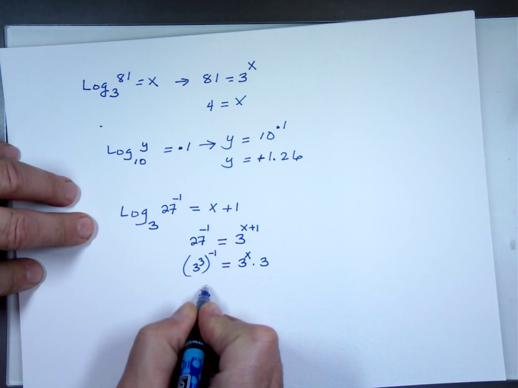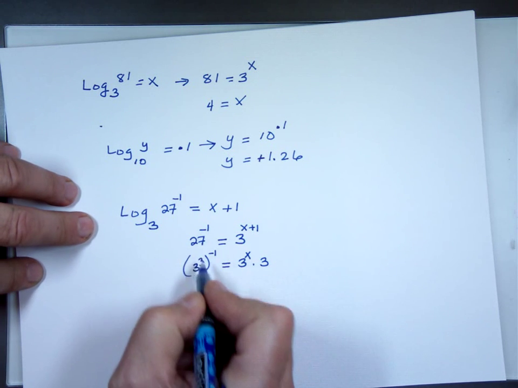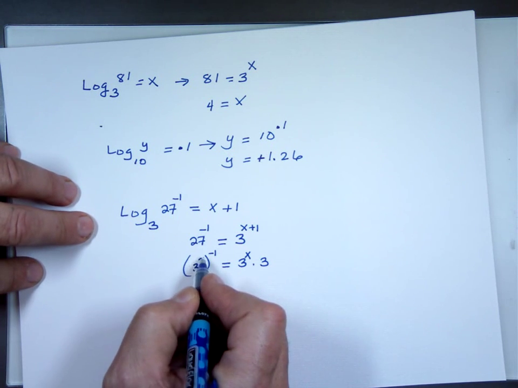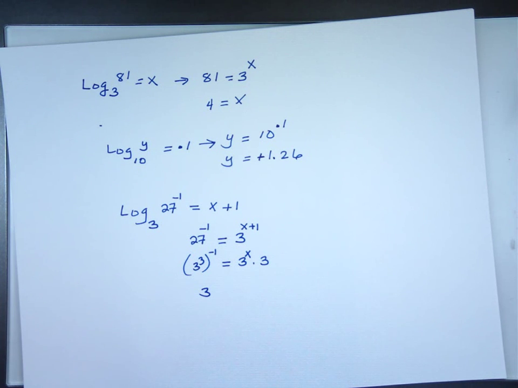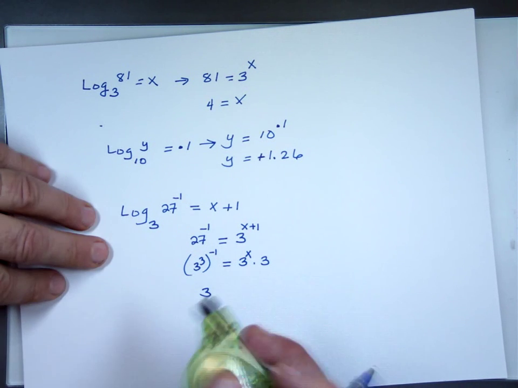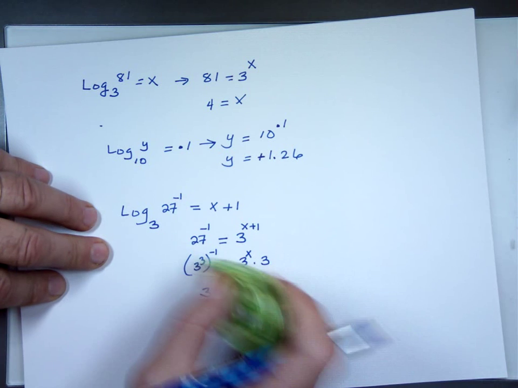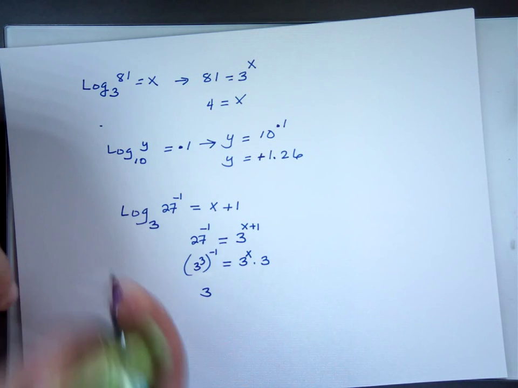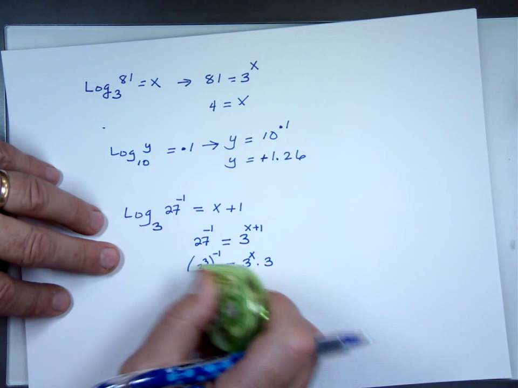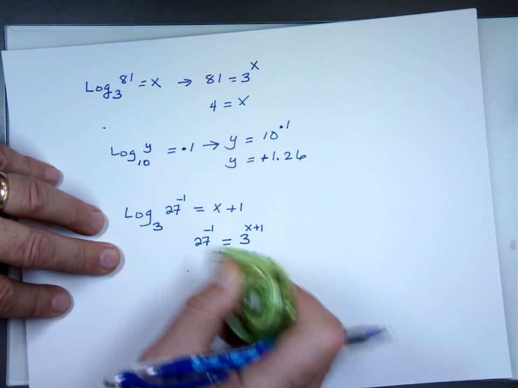You know what? I could have left it 1 over 27 here. Right? What am I thinking here? Maybe I should just have left it 1 over 27. Might be easier. I mean, I can do it either way. But I think if I left it 1 over 27 instead of making it that way, it might be easier.